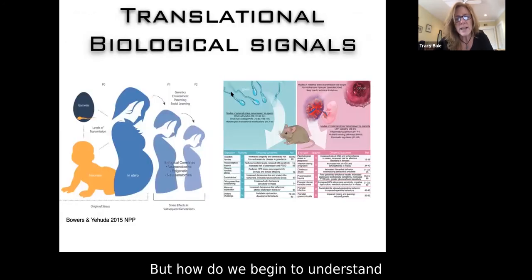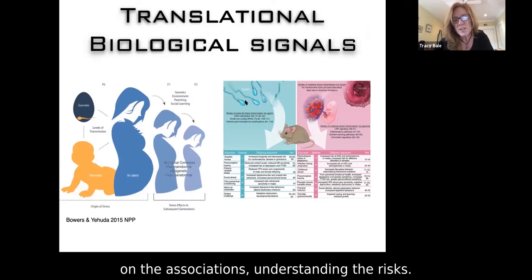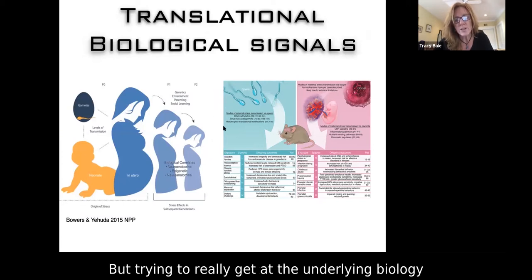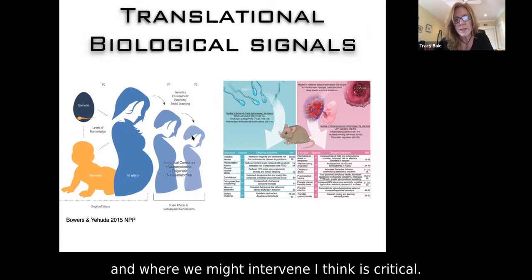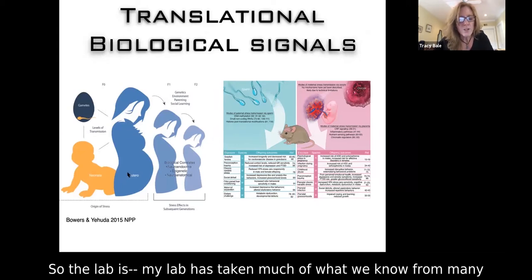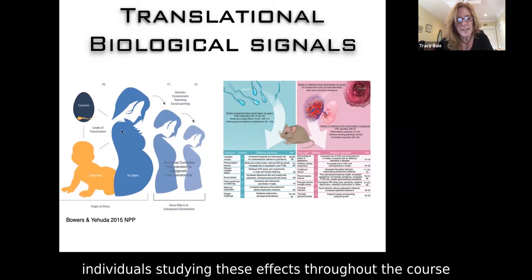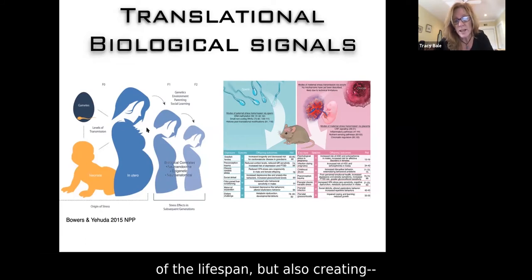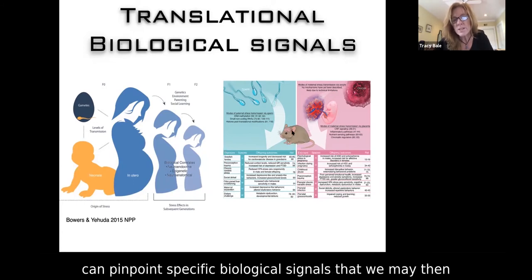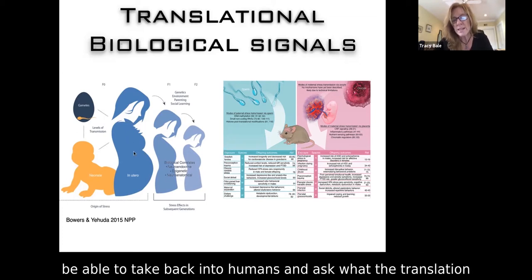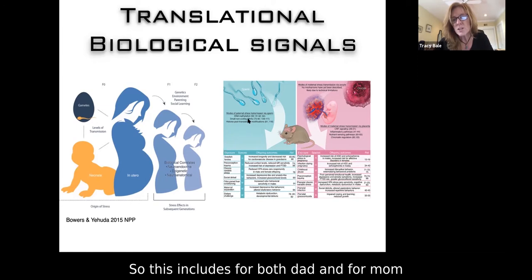But how do we begin to understand the biological aspects of this? We have a lot of knowledge now on the associations and understanding the risks, but trying to really get at the underlying biology and where we might intervene, I think, is critical. So my lab has taken much of what we know from many individuals studying these effects throughout the course of the lifespan, but also looking at animal models where we can pinpoint specific biological signals that we may then be able to take back into humans and ask what the translatability is. So this includes both dad and mom in the preconception environment.